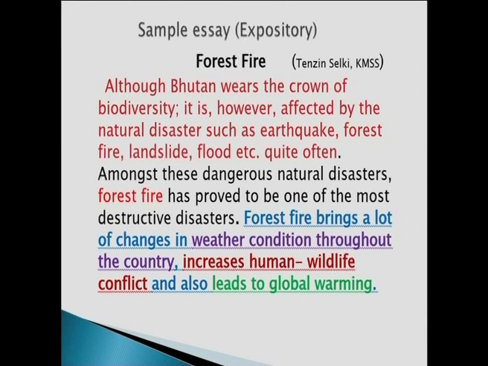Amongst these dangerous natural disasters, forest fire has proved to be one of the most destructive disasters. Forest fire brings a lot of changes in weather condition throughout the country, increases human-wildlife conflict, and also leads to global warming. So this is an introductory paragraph. Let's analyze. So let's look at this first sentence.